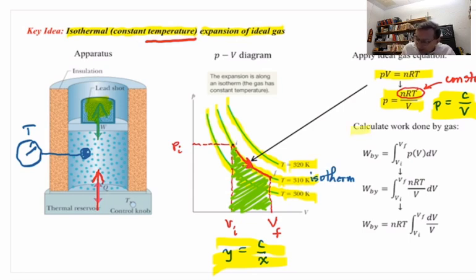So now we're going to calculate the work done by the gas, W by. So we're starting from this very basic beginning for a gas. I integrate the pressure, dV, from the initial volume to a final volume. Okay? And now I just substitute the ideal gas law.